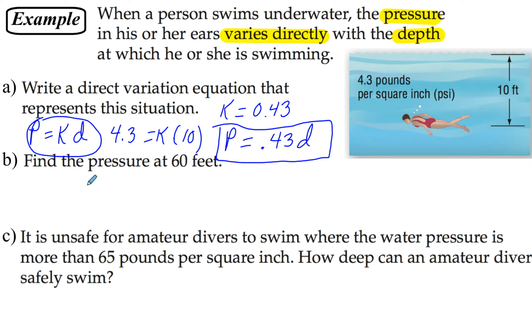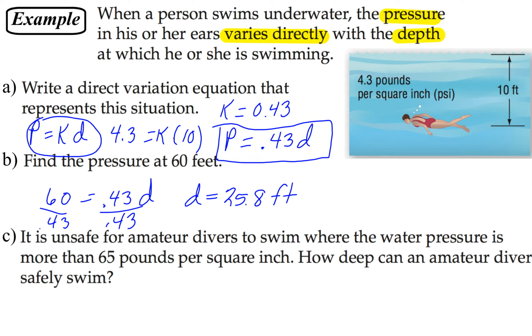So it says find the pressure at 60 feet. Well, that just means substitute in 60 for D. That equals 0.43 times D. So dividing both sides by 0.43 and solving for D, if you just punch that in on your calculator, we end up with D being equal to 25.8 feet.